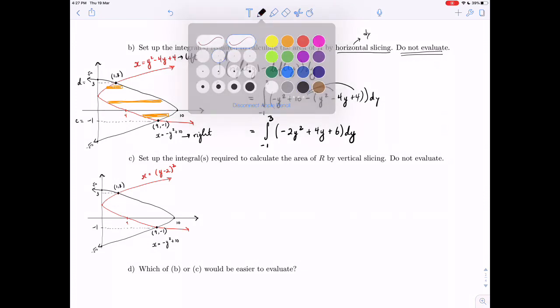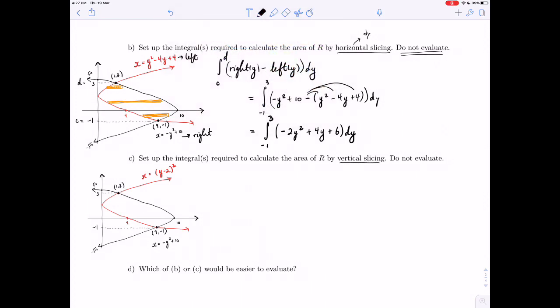So by vertical slicing, we're talking about drawing rectangles which have their base as a dx or a delta x. So we want our functions to all be expressed in terms of x, which means that we have a little bit more work to do here. We've got to take each of these parabolas and express them in terms of y as a function of x.